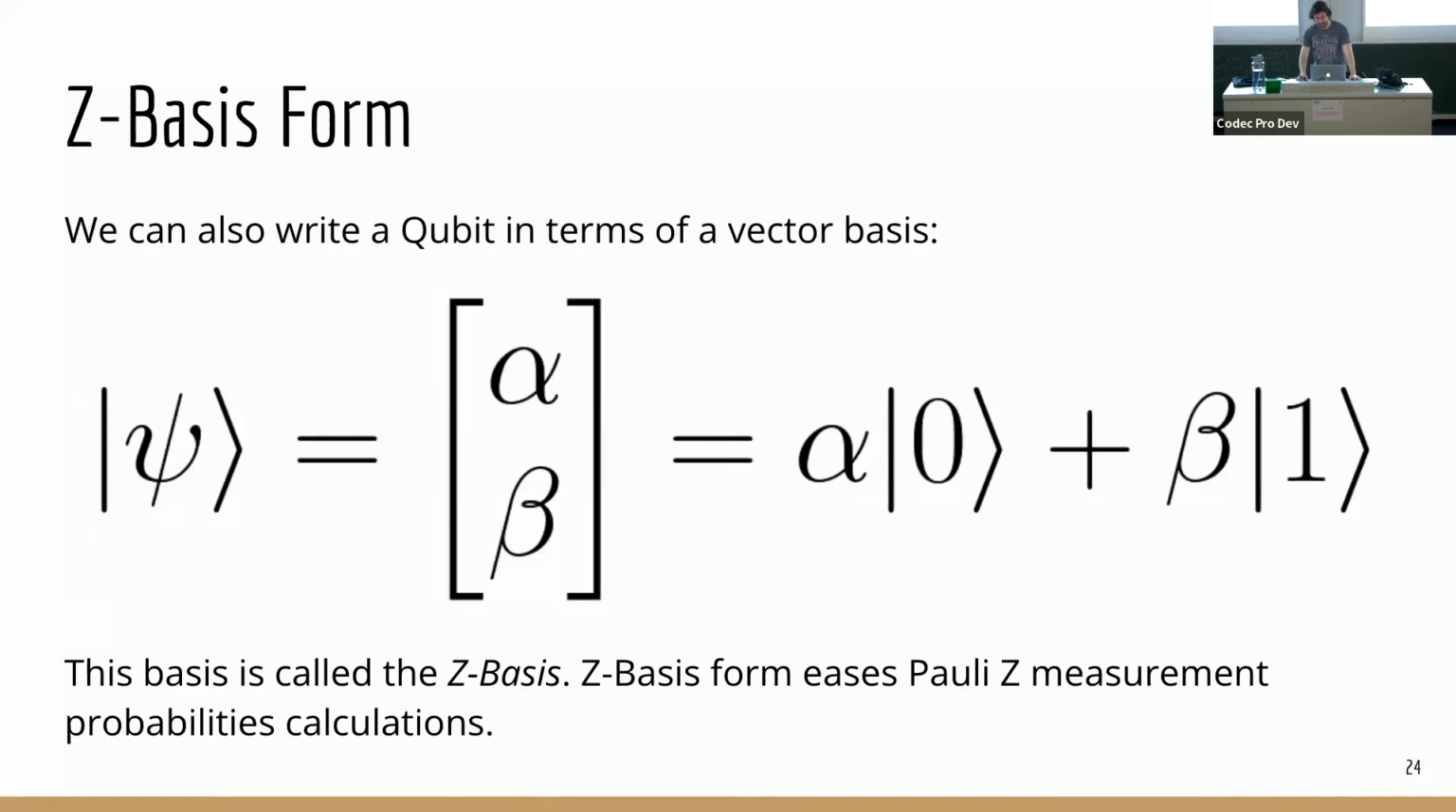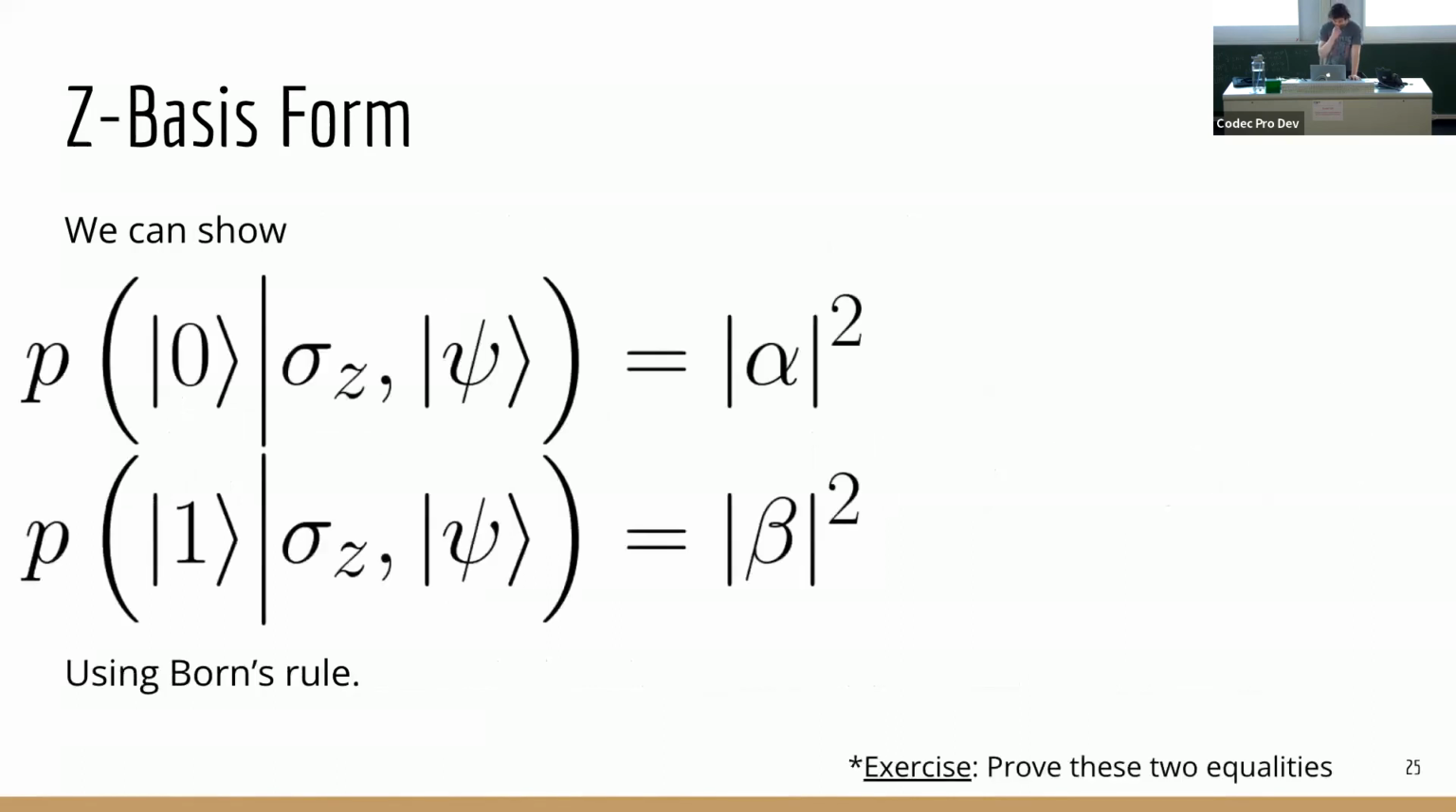And we will see that this makes it very easy to determine the measurement probabilities if we are observing with the Pauli Z matrix. And what we can show is that the probability that any qubit will collapse to the 0 ket when we make a measurement with the Pauli Z matrix is equal to the modulus of alpha squared. And conversely, the probability that we collapse to the 1 ket is the modulus of beta squared. I leave it as an exercise to you to prove that this is true using Born's rule.